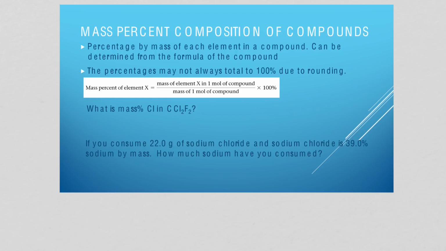And so we can develop these percentages by mass of a given compound. So the way this breaks down is that the mass percent of an element in a compound is going to be the mass of that element in 1 mole of compound. So in other words, how much of the molar mass is coming from that particular element divided by the mass of 1 mole of compound, or in other words, the molar mass, times 100 to put it as a percentage.